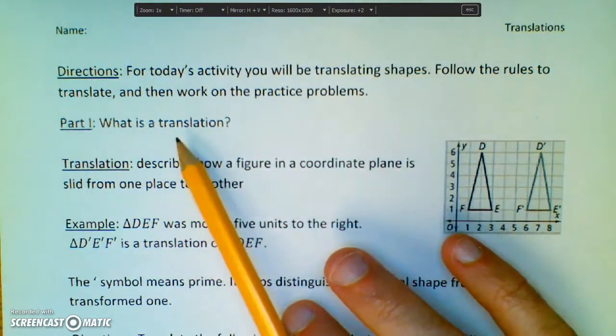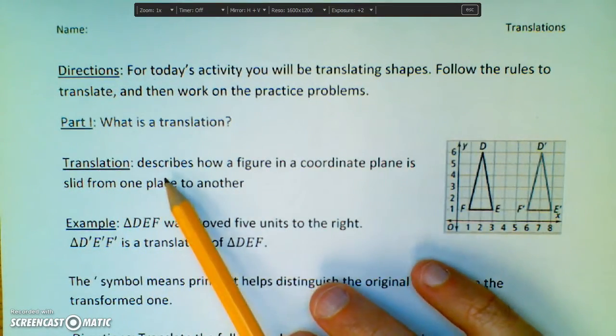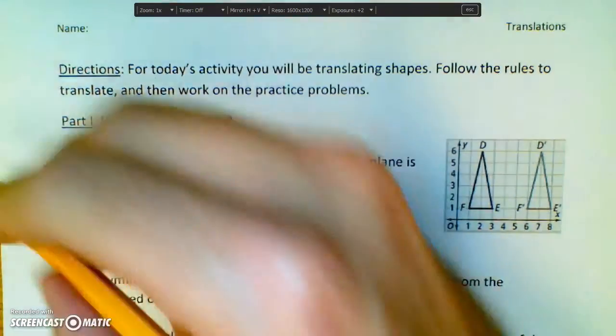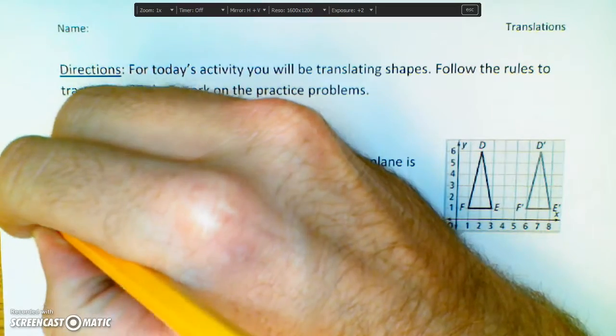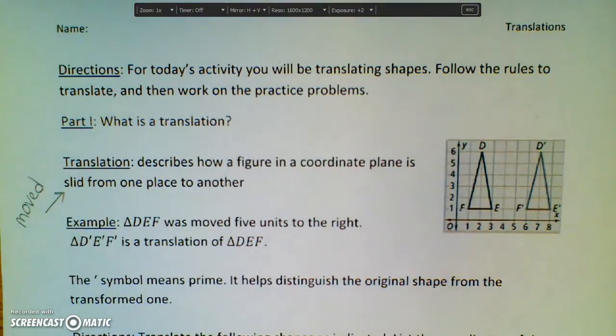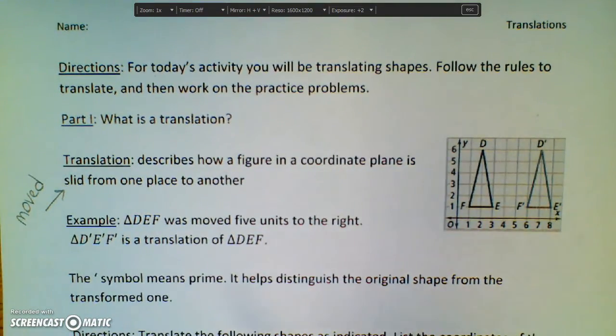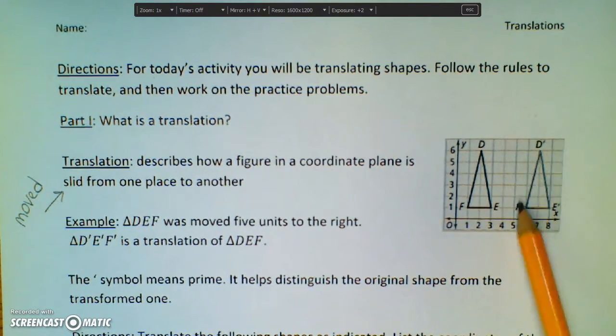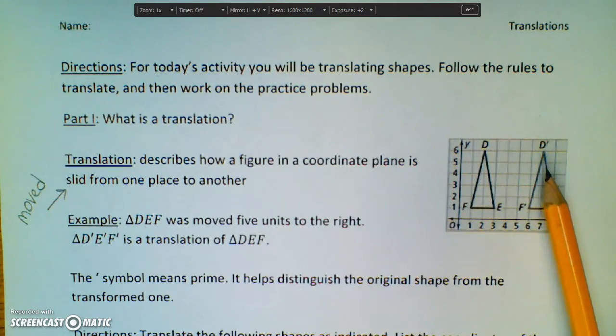What is a translation? A translation describes how a figure in a coordinate plane is slid from one place to another. The word slid means moved. How is something moved from one place to another? For example, in this picture to the right, I've got triangle DEF, and it's being moved 5 units to the right. So this shape is being moved 5 units to the right to become this shape. We shifted it to the right.